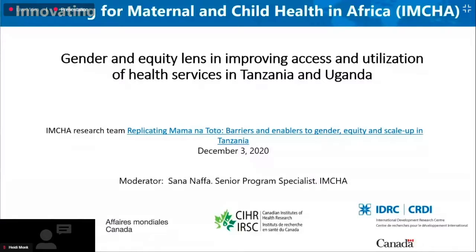Let me pass the floor to my colleague Heidi to introduce the IT arrangement and how to use the Kudo application. Please, Heidi, go ahead. Thanks, Sana. So just a quick note, the presentation today is going to be in English, but there is French translation if you would like that. The way you access it is on the bottom left-hand side of your screen. You select where it says floor, you select the language of your choice.